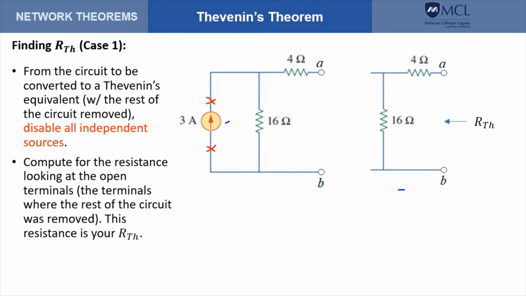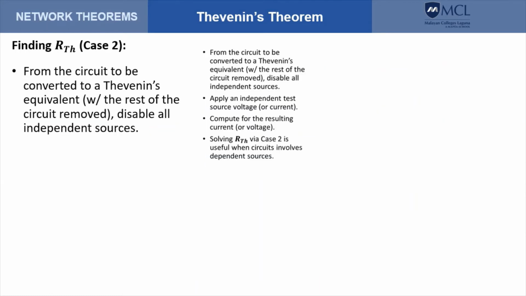We call that the resistance looking through the open terminals. And that resistance becomes our RTH. Okay. Now, that part of getting RTH, we call that case number one because there are actually three cases in determining RTH.